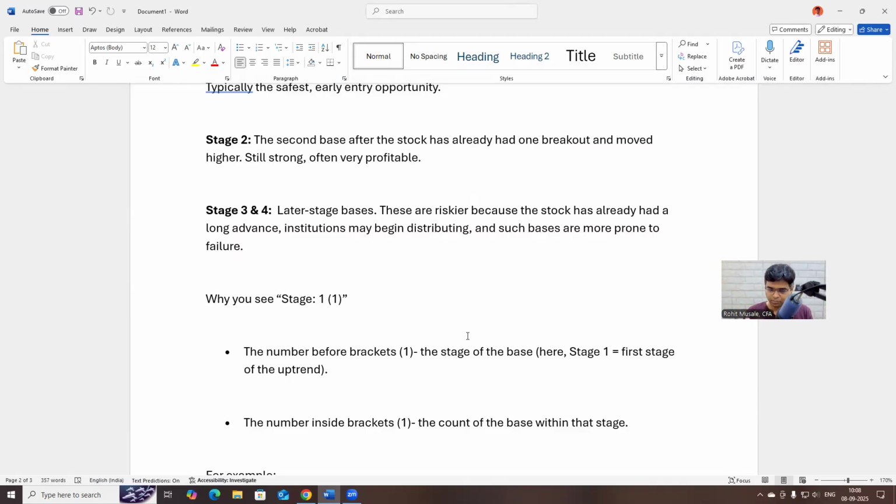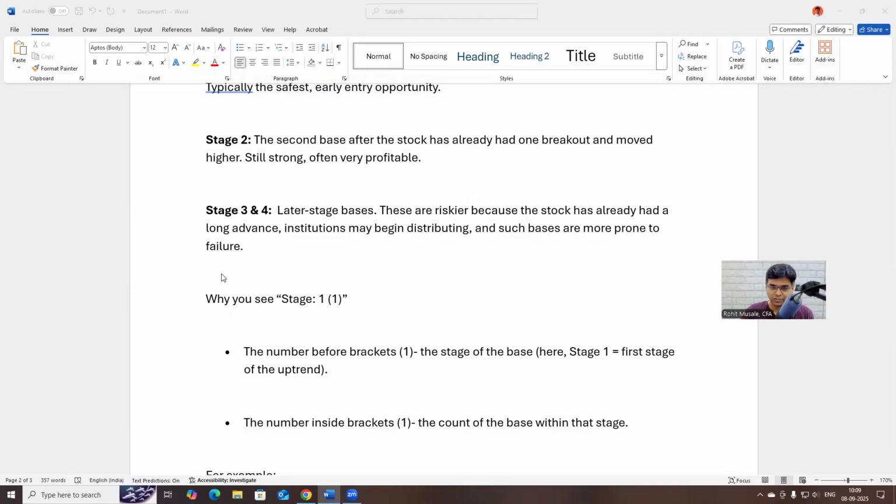Let's not make it too complicated. Let us keep it simple. If it says stage 3, that's base 3. It's as simple as that. Okay. Let's keep it that way. But I hope I have done enough discussion on this topic now. It's very important. The base count is extremely important because you don't want to end up buying a stock in the late stage.